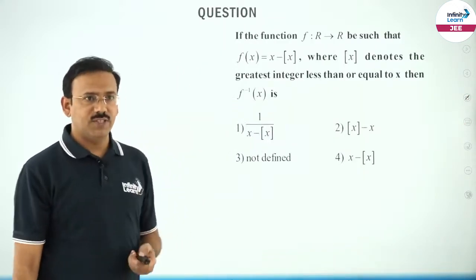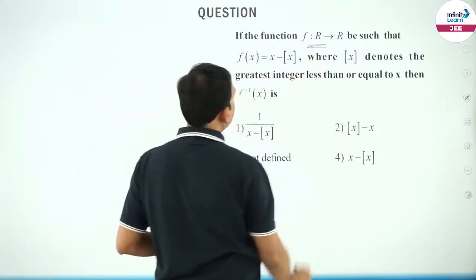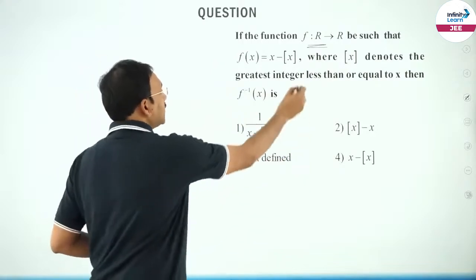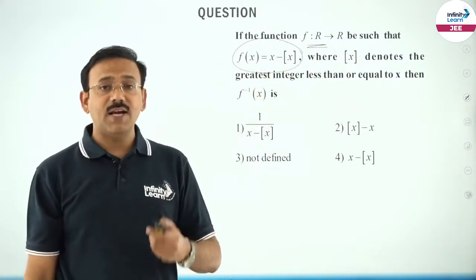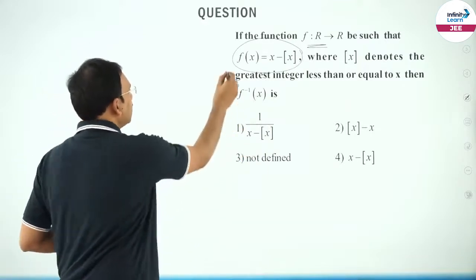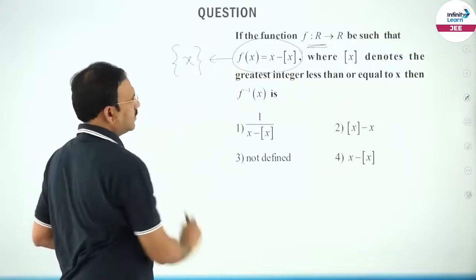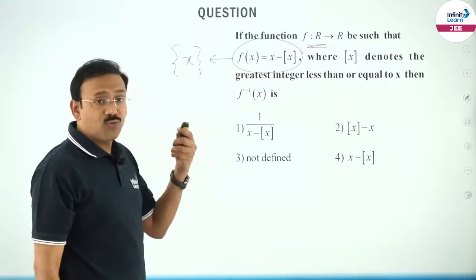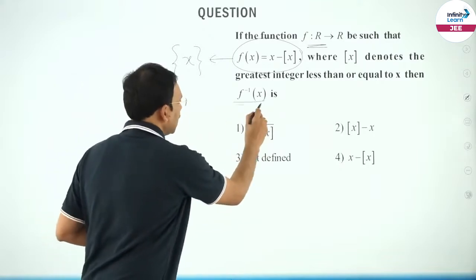You see this question, dear friends. f from R to R is given by f of x is equal to x minus floor of x. My dear friends, you might have known what this function x minus floor x is. It is the fractional part of x. He is asking us to find the inverse of this function, f inverse of x.